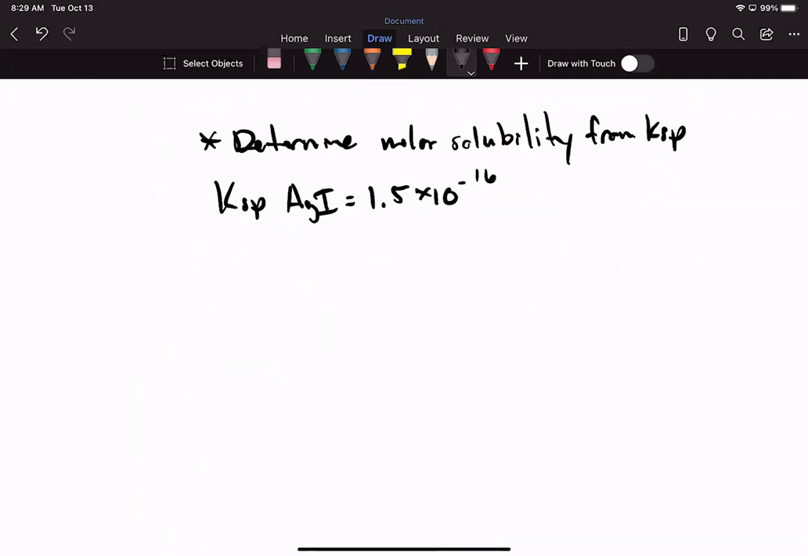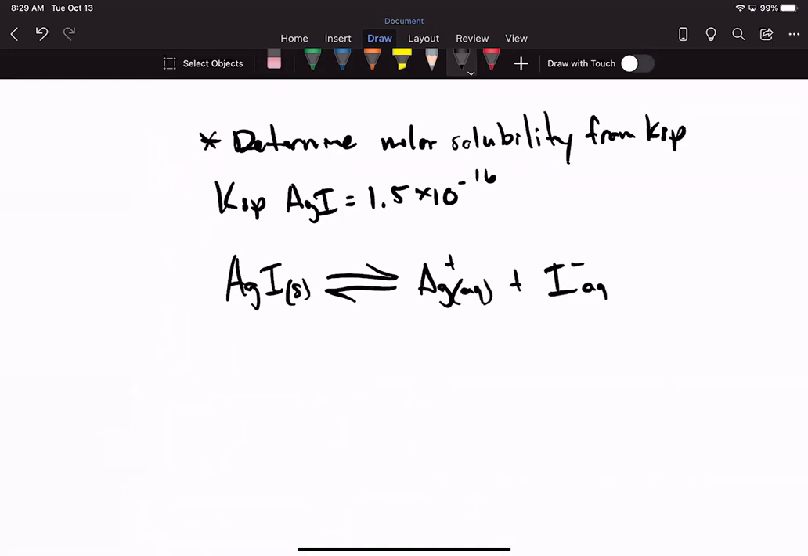Let's go ahead and get our reaction together. So we have silver iodide as a solid. I'm going to get some silver ions that are aqueous, plus I'm going to get some iodide ions that are aqueous.